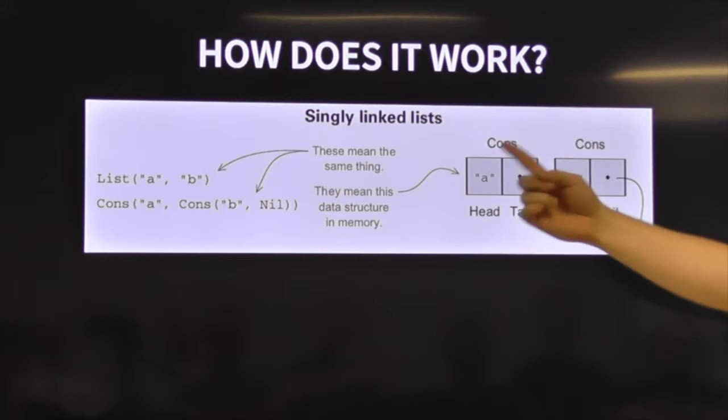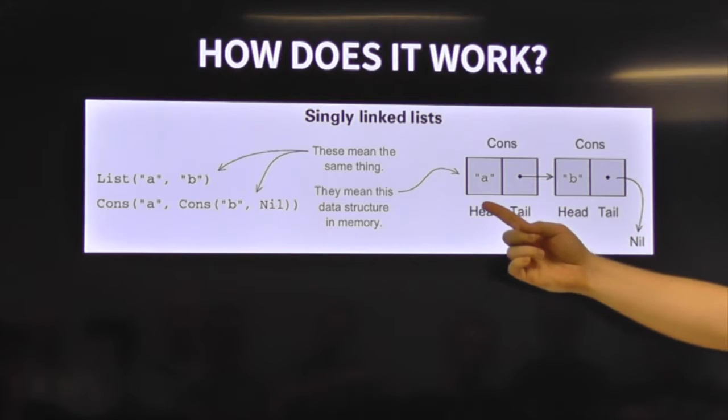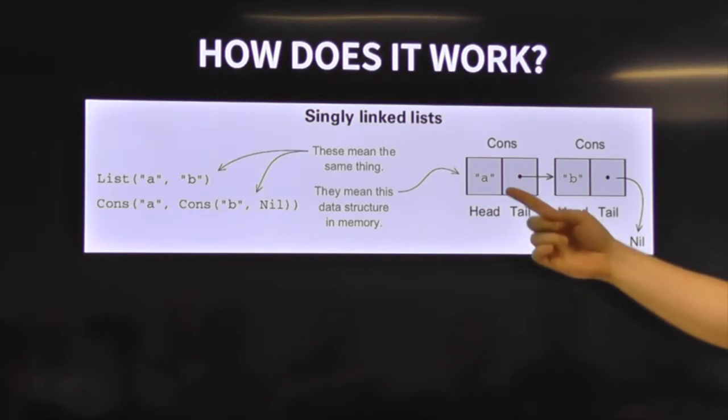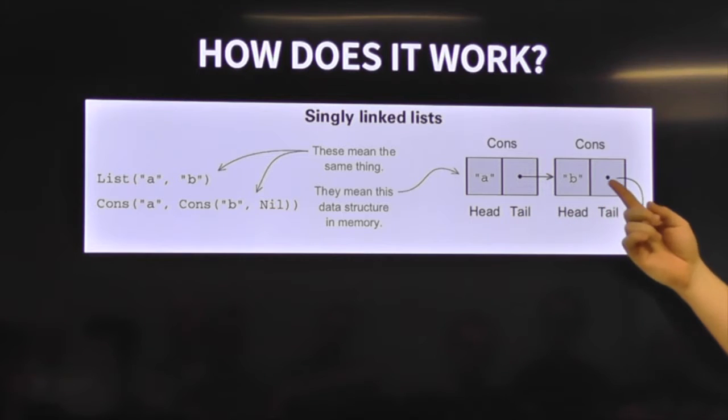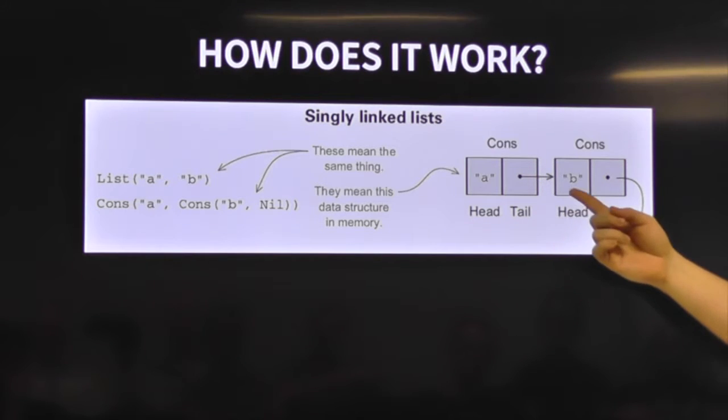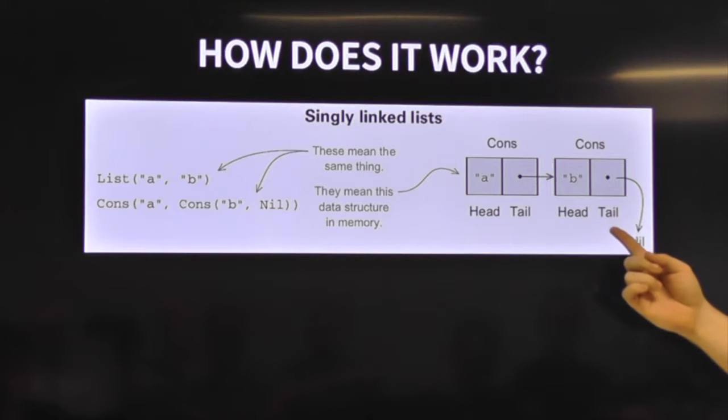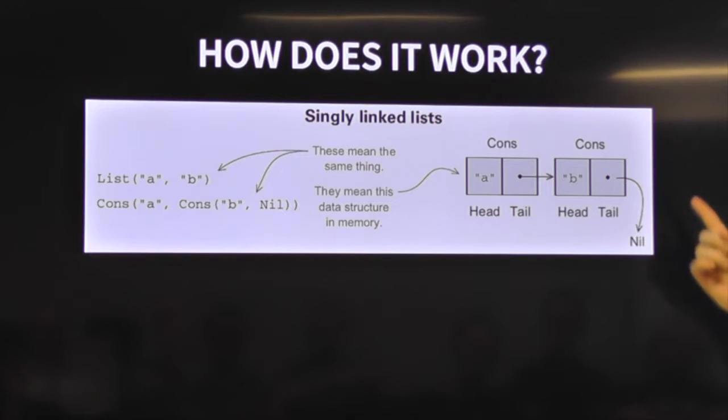We've got our first cons element, which has our head, which is the A, and the tail, which points to the next cons element, which is the B, and then tries to point to the rest. But because that's the end of our list, we just point to a nil, and we're done.